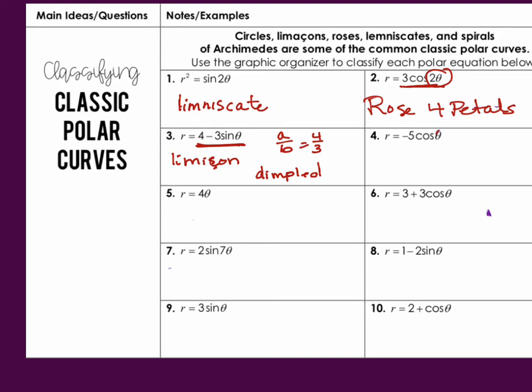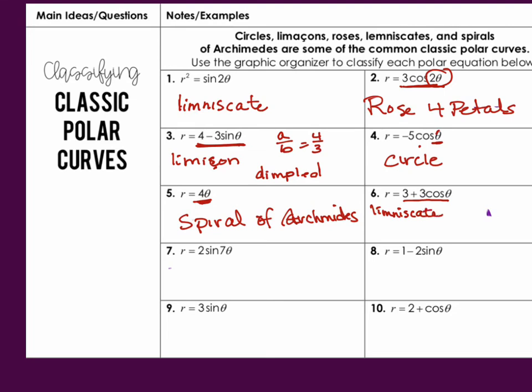Okay. We have a circle here. We don't have an angle bigger than theta. And it's just a cosine something. So this is a circle. This, see here, you have no trig function. This is a spiral of Archimedes. It's a name. All right, this one looks like a lemniscate. And we have A over B equal 1, so this means it's a cardioid.